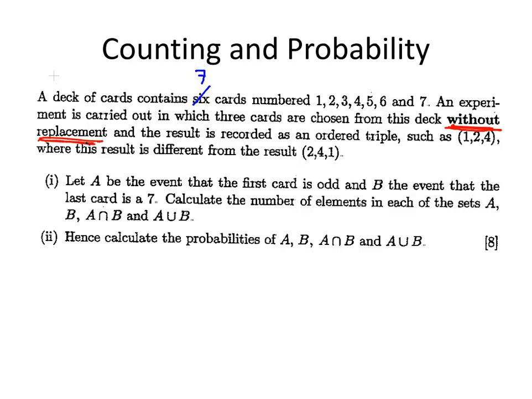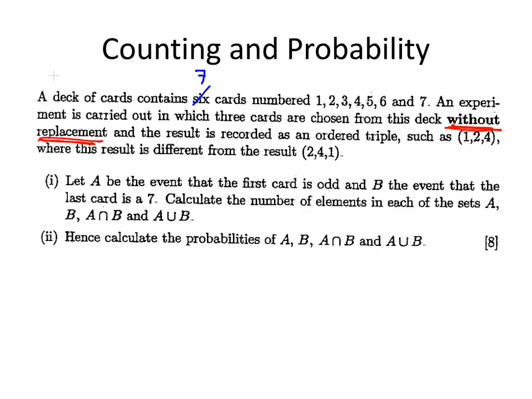So let A be the event that the first card is odd. Let B be the event that the last card is a 7. And what we're asked to do is calculate the number of elements in each of the sets A, B, A intersection B, and A union B. We could verbalize that as A and B, and A or B. Hence, calculate the probabilities of the events A, B, A intersection B, and A union B.